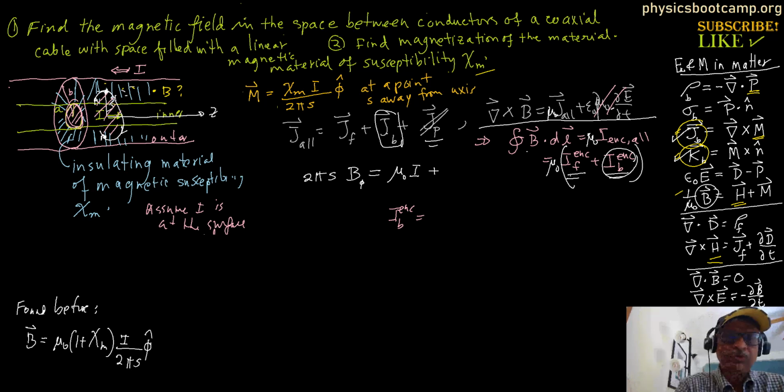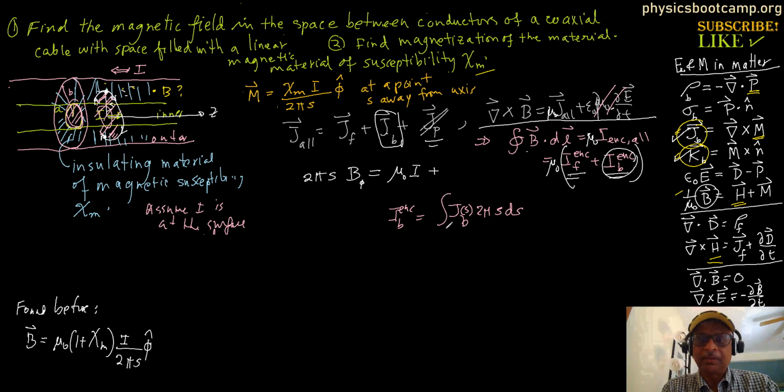So bound current will be only in this material. So that's an integral. We need to know JB. JB is going to be symmetric around, so 2 pi, JB at S, 2 pi S ds is the area, and it's going to go from a to s.